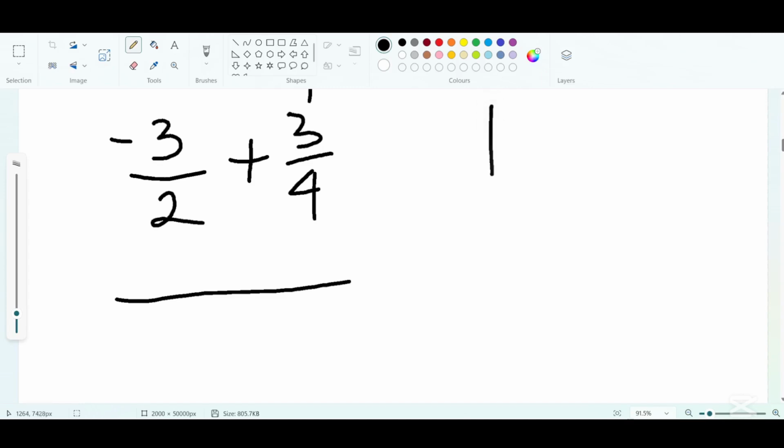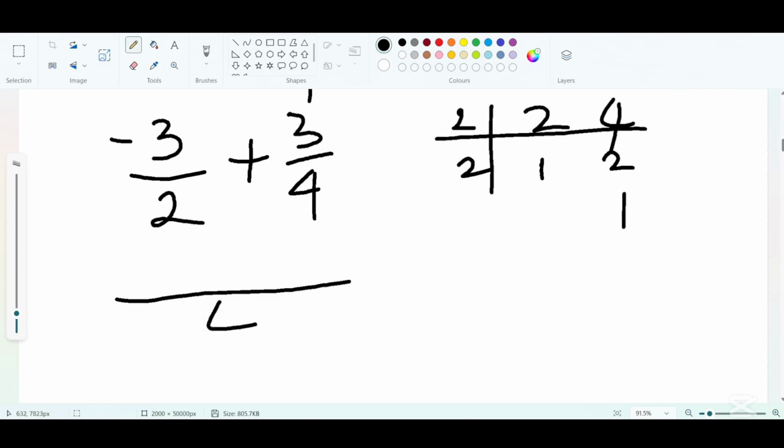So what is the LCM of the denominators? They are 2 and 4. So we say 2 in 2, that's 1. 2 in 4, that's 2. And 2 in 2, that's 1. So our LCM is going to be 2 times 2, and that is 4. So 4 is the LCM.